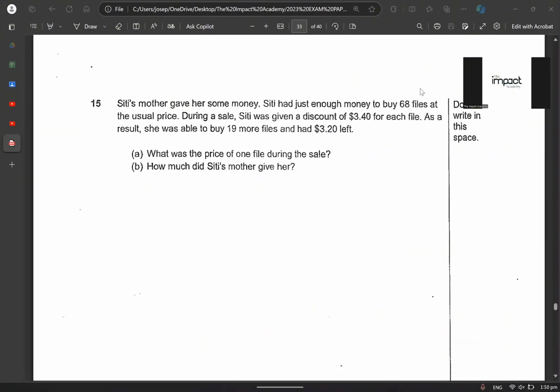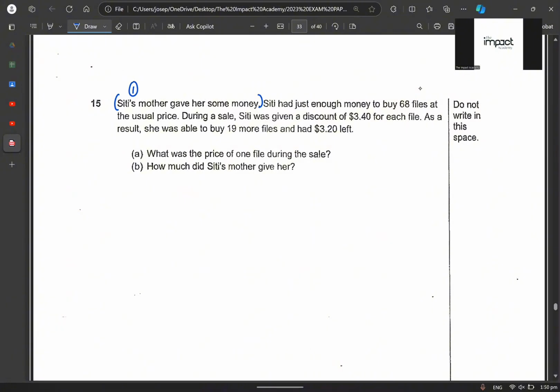So now in the next question, we are looking at question number 15. As you can see over here, it says that Siti's mother gave her some money. Again, we don't know how much, and we are not too sure of the concepts yet, but I am pretty certain this is under whole numbers. Don't worry, let's read the next sentence. Sentence number 2 says that Siti had just enough money to buy 68 files at the usual price. So that means Siti has enough money to purchase 68 files.